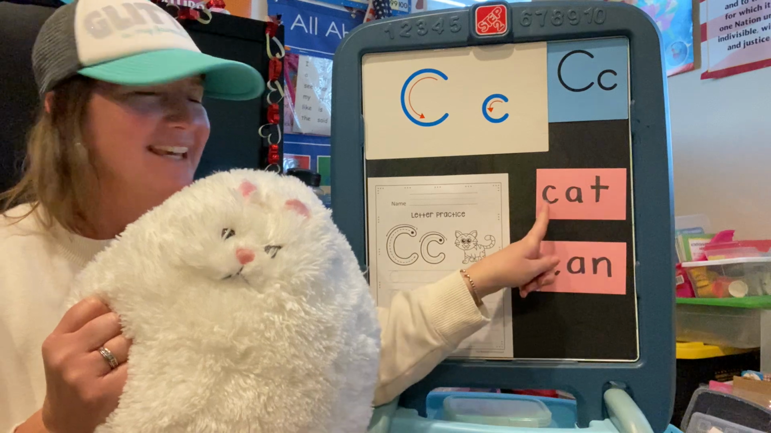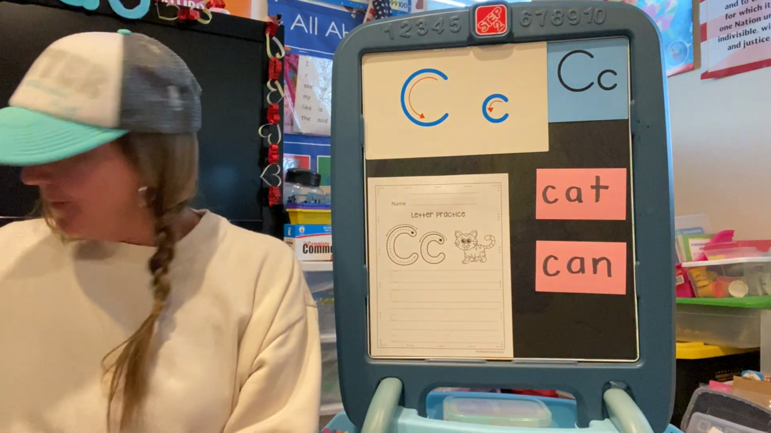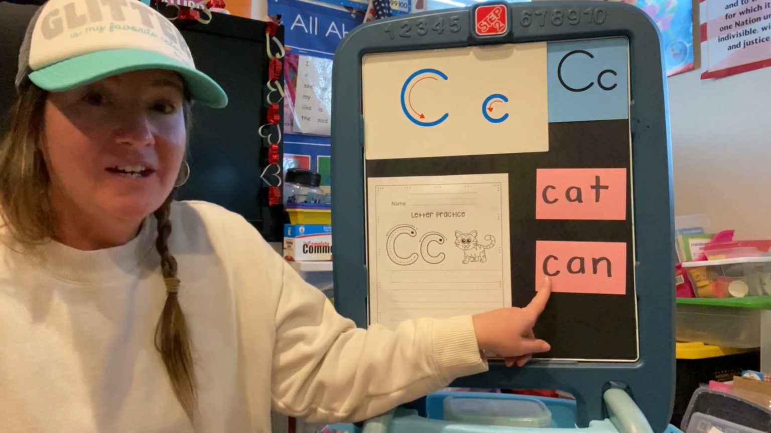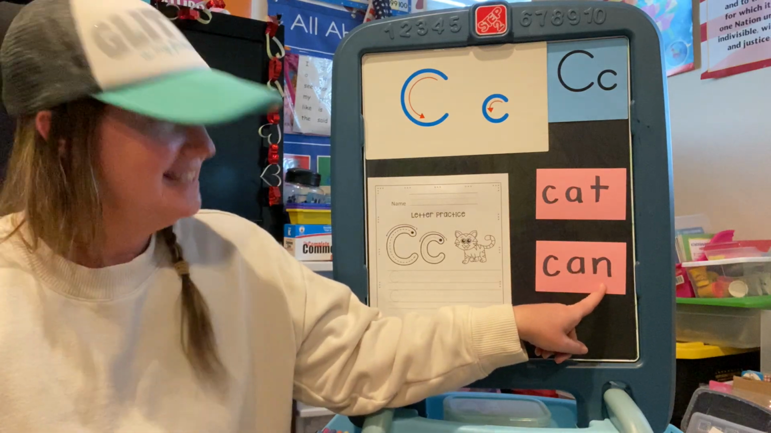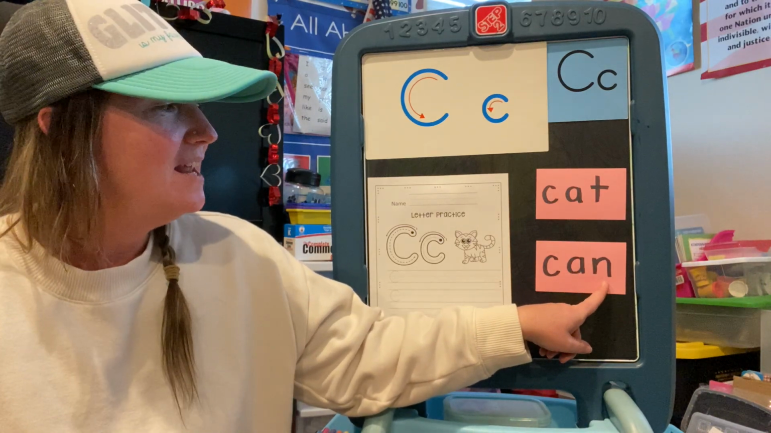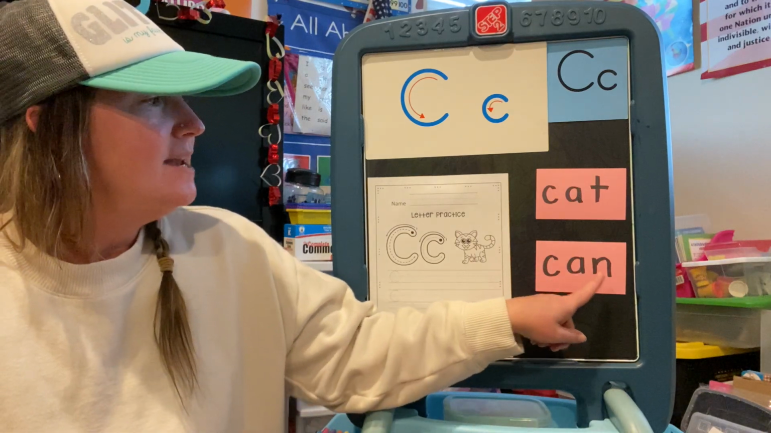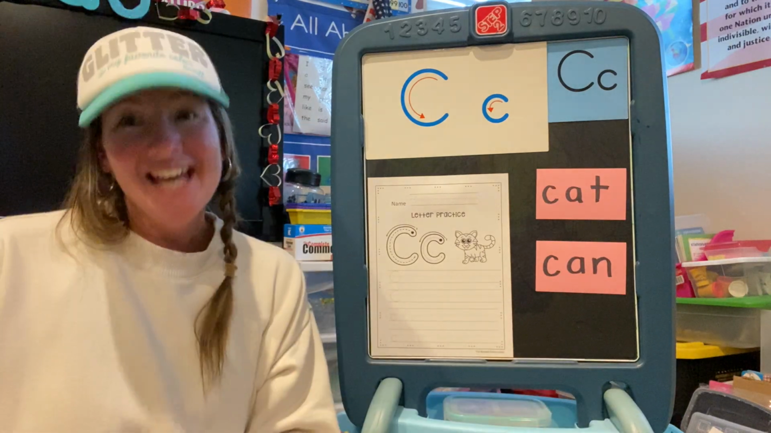Cat. Now we have one more. This word down here. Do you know what this word is? Let's sound it out together. That's the, yeah, good job. It's the letter N. Makes a sound. And can. Yes, and can is also a sight word.